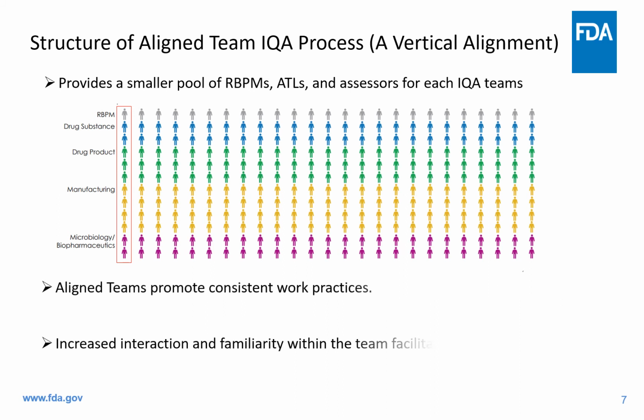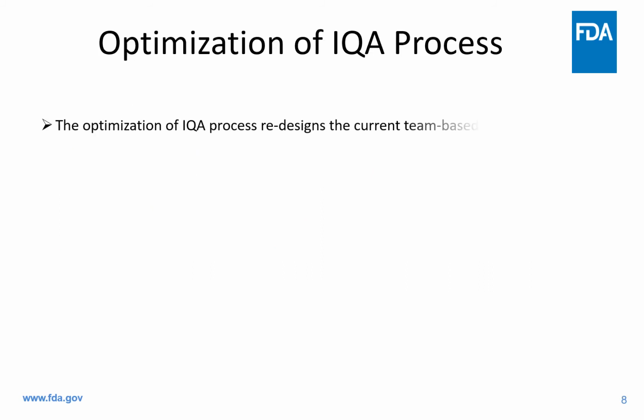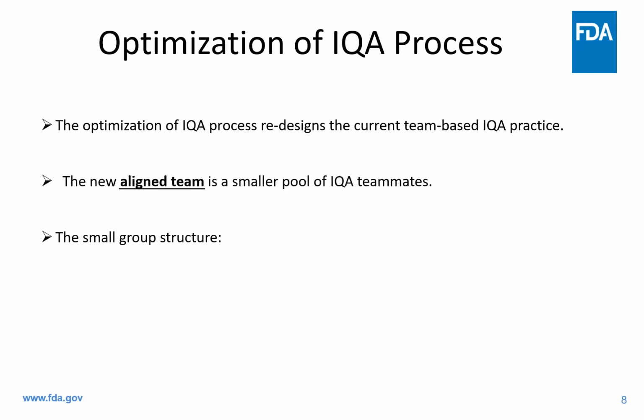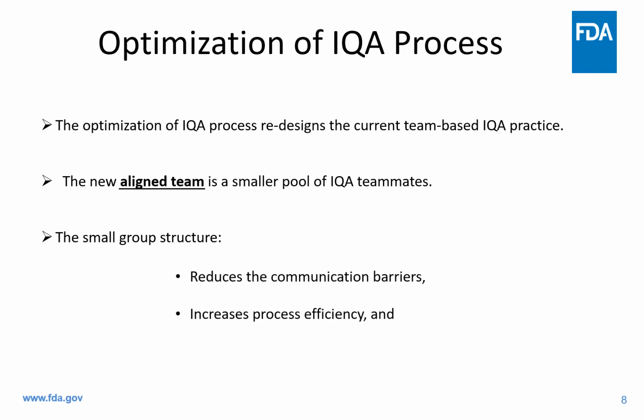So this is going to give you much more consistency in the review. So it promotes much more consistent review practice and actually increases the interaction and familiarity because now these reviewers are very used to working with each other. So basically, we redesigned our current process with an aligned team, and the small group structure reduces our communication barriers, increases our efficiency, and allows for better team management. So all over this has been a success.